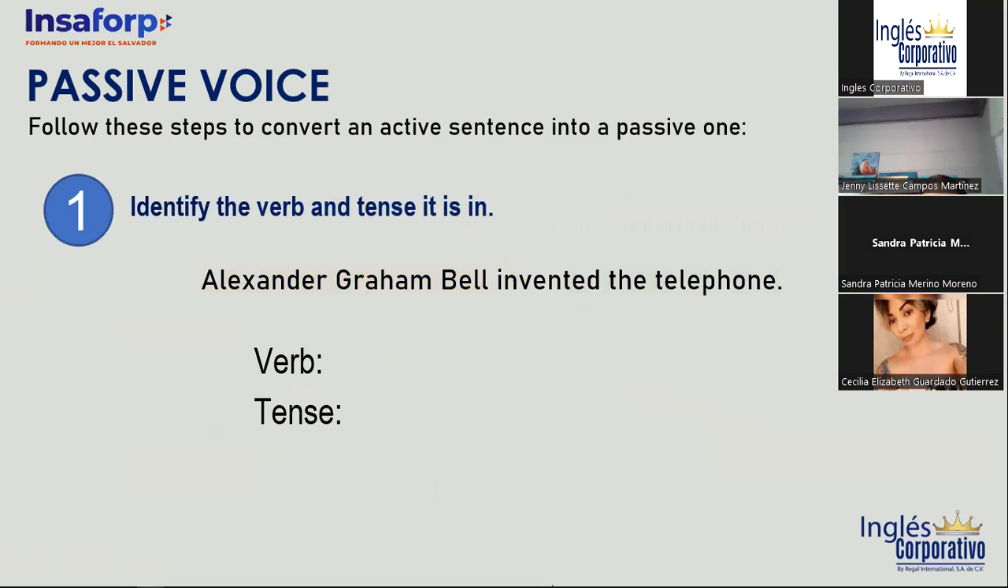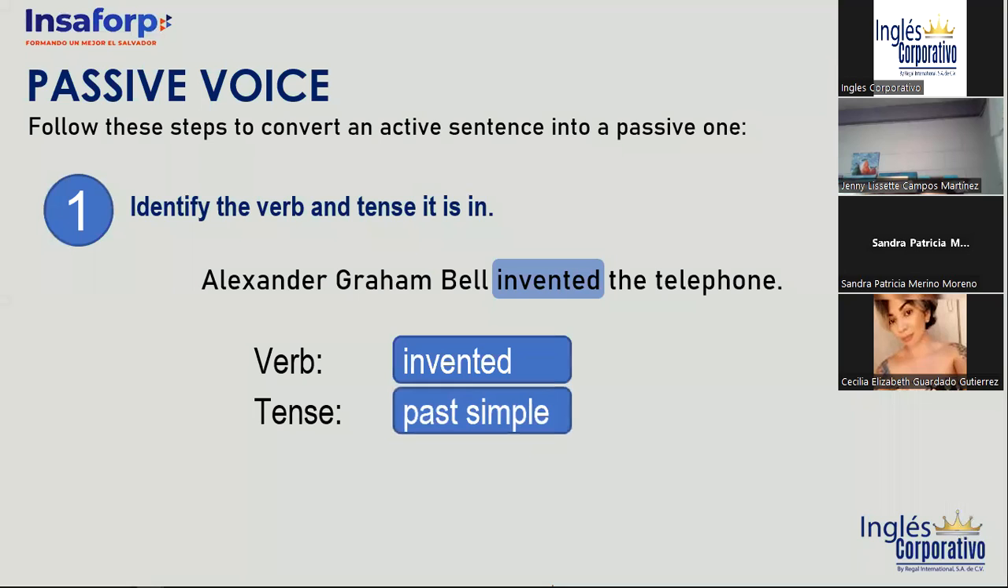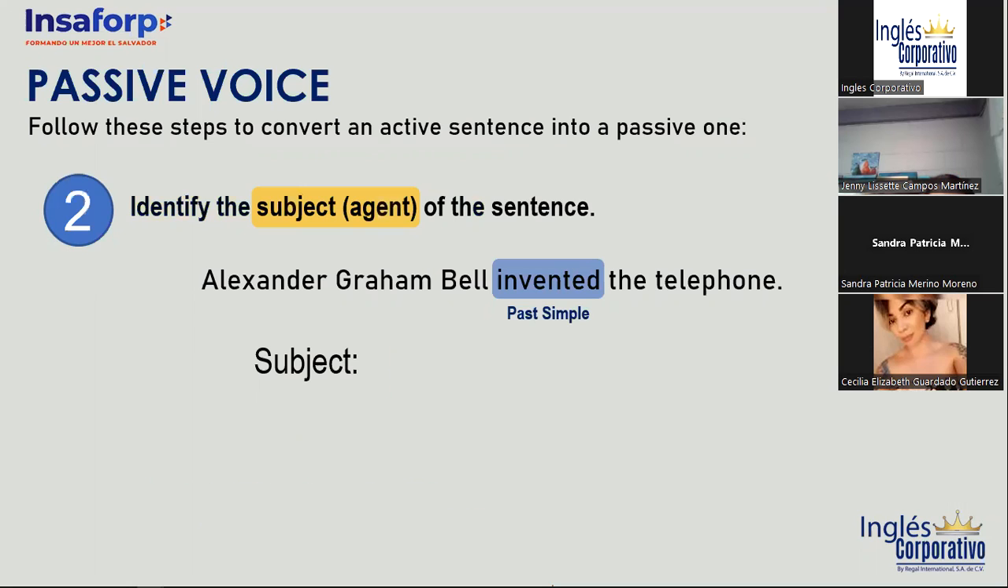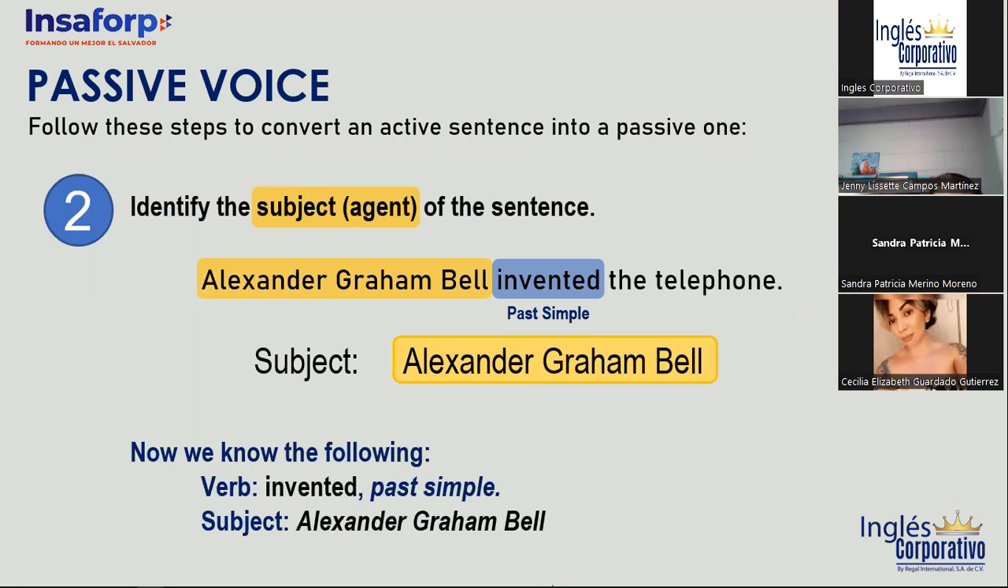Entonces el primer paso es identify the verb and the tense, ¿verdad? Entonces el verb y el tense son importantes para saber cómo voy a usar yo el verbo to be y el pasado participio que yo sé que siempre va a estar ahí, ¿verdad? Luego en el paso número dos, we identify the subject or the agent. Dice subject and agent porque en realidad es el subject de la activa, pero es el agent de la pasiva. Entonces en este caso, identifico lo que es el subject, ¿verdad?